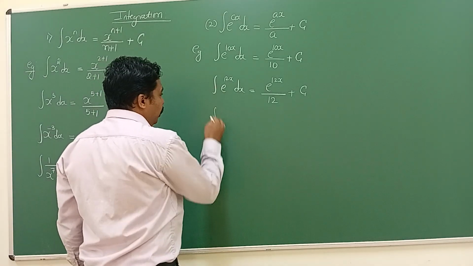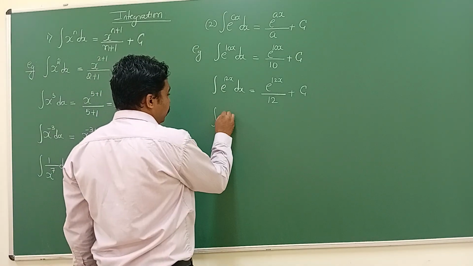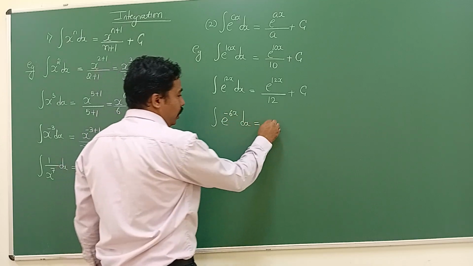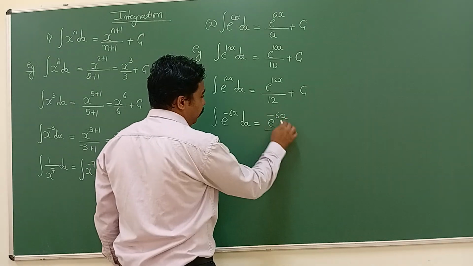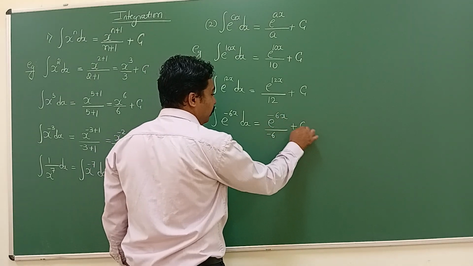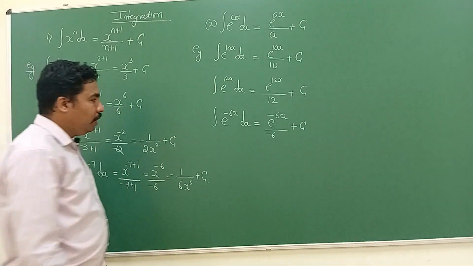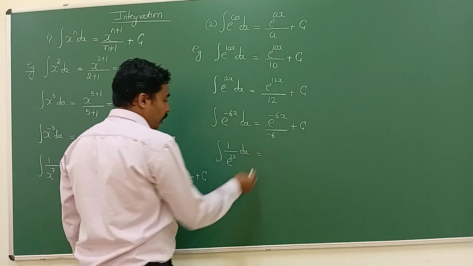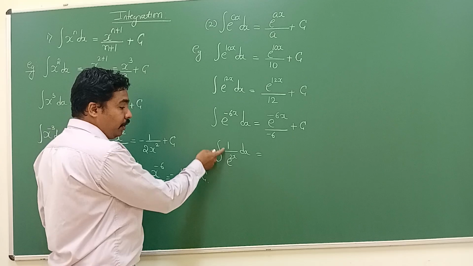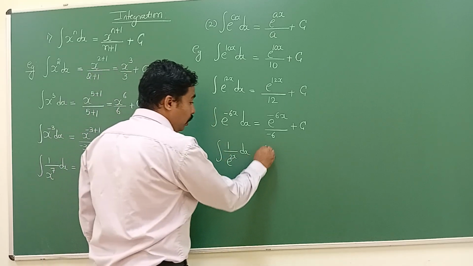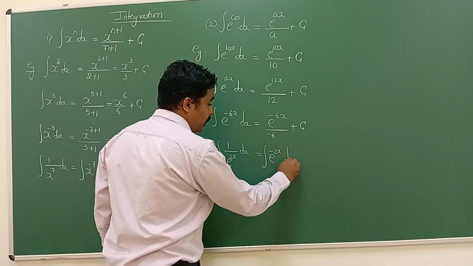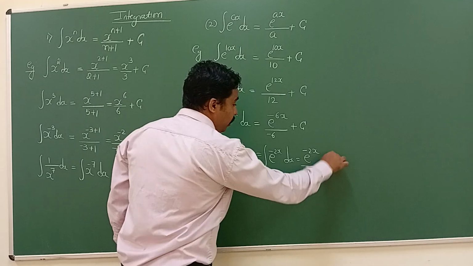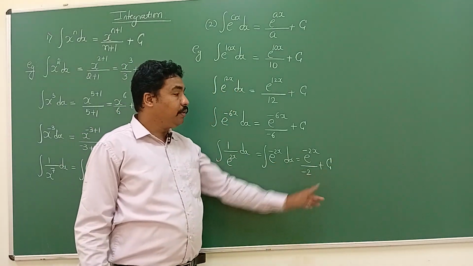So if I come across negative values, meaning negative power of x, that is e power minus 6x dx, then it becomes e power minus 6x divided by the coefficient of x, which is minus 6, plus c. If they are given like this, 1 by e power 2x into dx, again, as I said, whenever a term is given like this, you should bring it to the numerator. So it becomes e power minus 2x into dx. Integrating e power minus 2x gives e power minus 2x divided by the coefficient of x, which is minus 2, plus c.